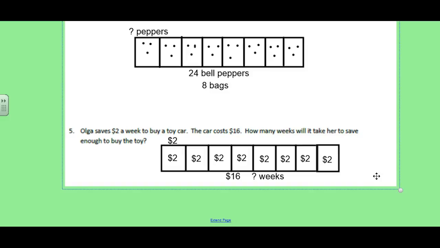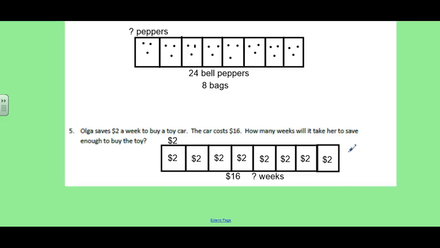Okay, so if you kept adding a section and putting 2 in it, then you would have gotten to where you had a total of 8 different sections, because 2 times 8 or 8 times 2 is 16, and if you were skip counting, you would have gone 2, 4, 6, 8, 10, 12, 14, 16. So now we know that the number of weeks it took her to save enough to buy the toy was 8 weeks. So the last thing that we need to do is write our division equation.